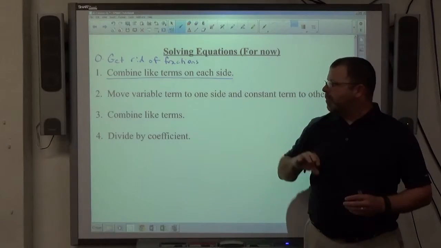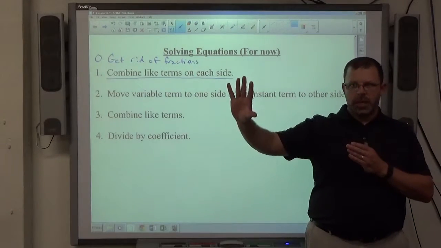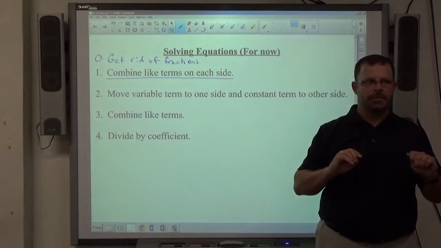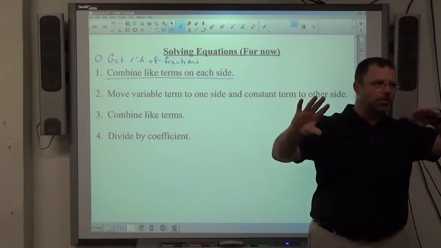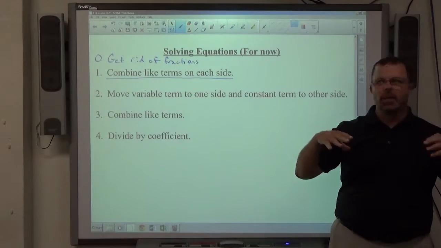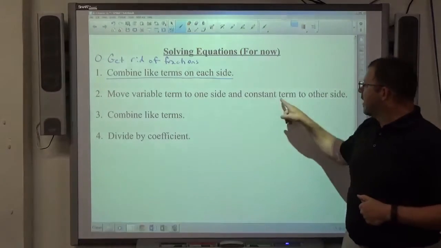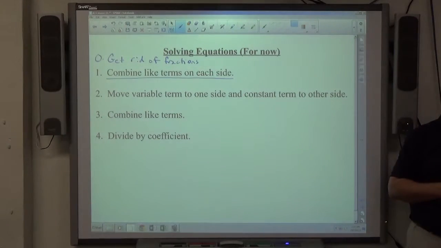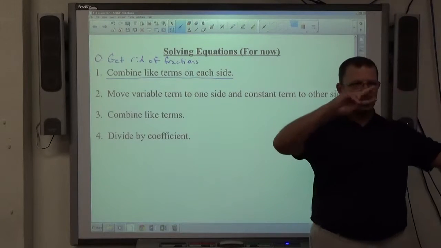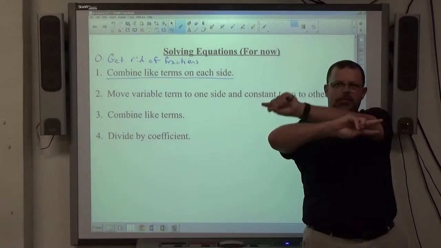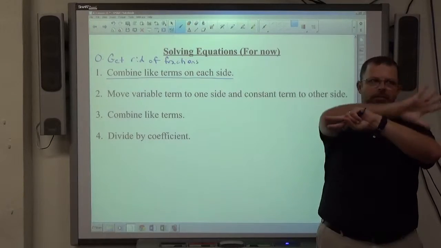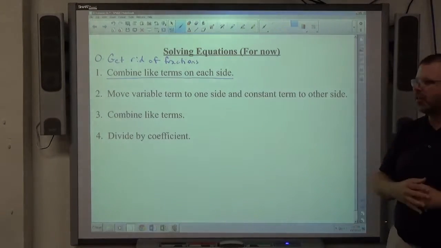Once you've done this step, you're going to have at most a variable number. So 5x plus 7 equals 2x minus 3, something like that. Move the variable to one side, constant term to the other side. The easy way to do this is to change signs when you move across the equal sign. So if a negative 7 is here and you move it over, it becomes a positive 7 over there. If a 5x is over here and you move it across the equal sign, it becomes negative 5x. Whatever sign it is, it changes.